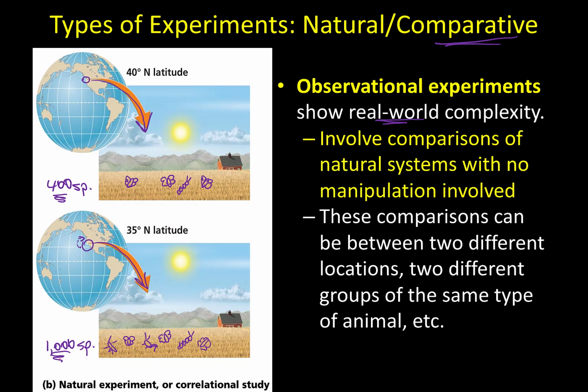It could easily be that that change in latitude also results in a change in climate. It's probably colder further north than it is closer to the equator. Temperature is probably hotter down here. Insects like warmer weather. You might get more rain at this higher latitude. Maybe it's drier further south.